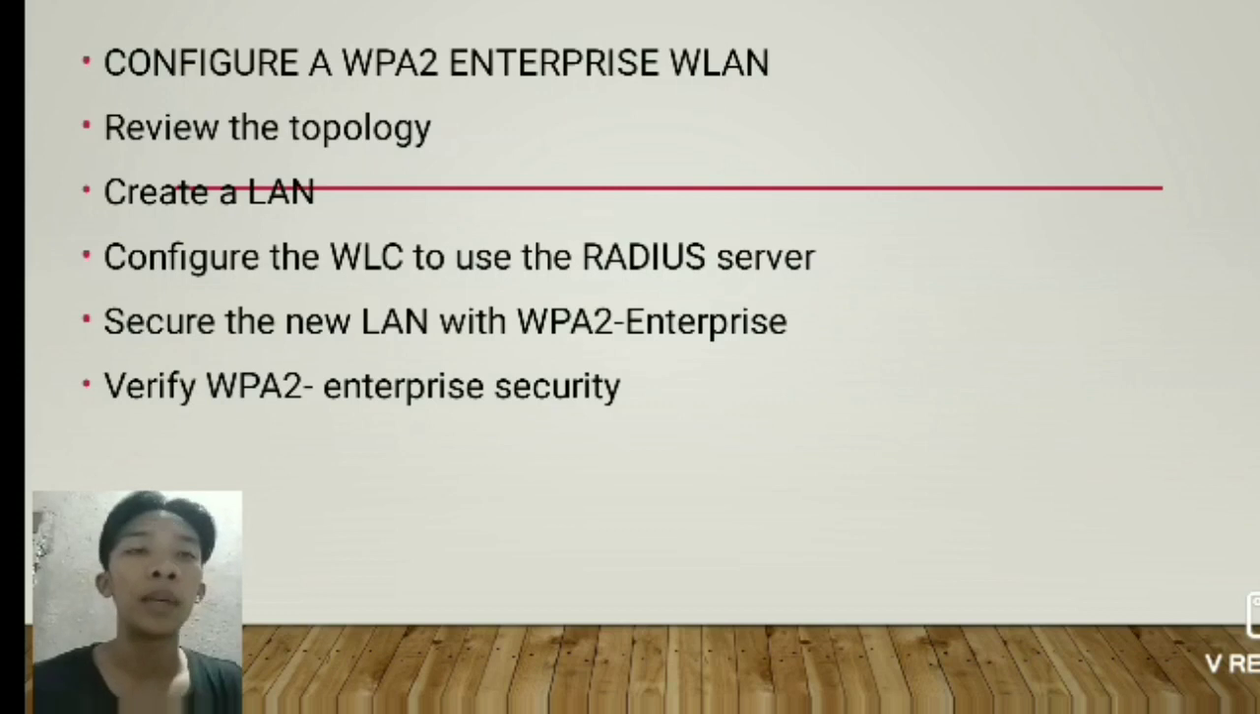Configure a WPA Enterprise WLAN. Here are the steps. Review the topology. Create a WLAN. Configure the WLC to use the RADIUS server. Secure the new WLAN with WPA2 Enterprise. Lastly, verify WPA2 Enterprise security.